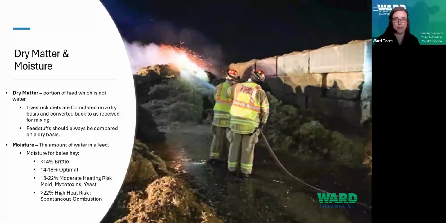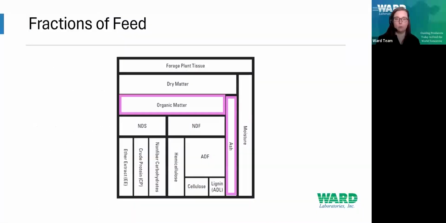The good thing about this is only about 12 to 13% of the forages that we test at Ward Labs do we ever see them being at risk for mold or mycotoxins or for spontaneous combustion. So moving on, let's take a look at ash.